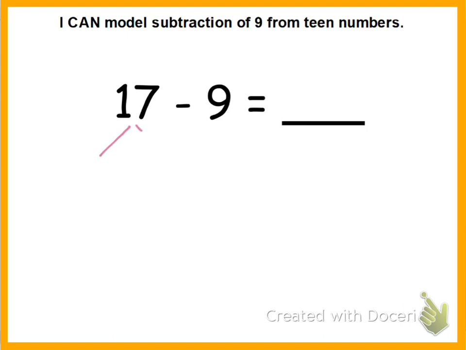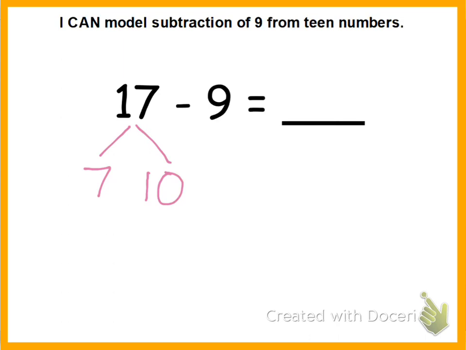So we're going to break that apart as a number bond, but we're not going to make a separate number bond. We're just going to leave it right there and put our number bond right there, connected to the number sentence. So we know that 17, the 10 way, is 10, 7.